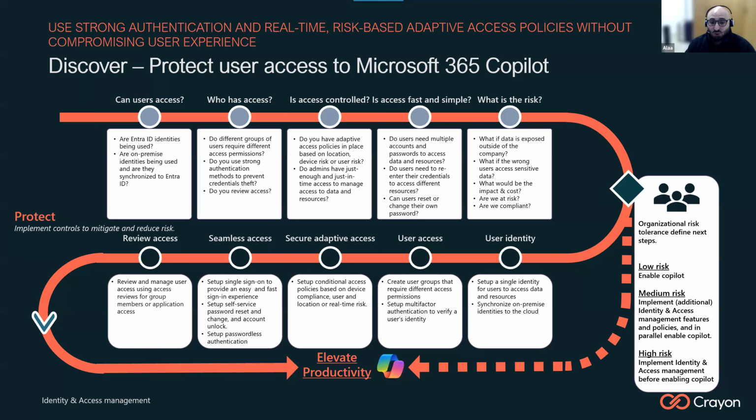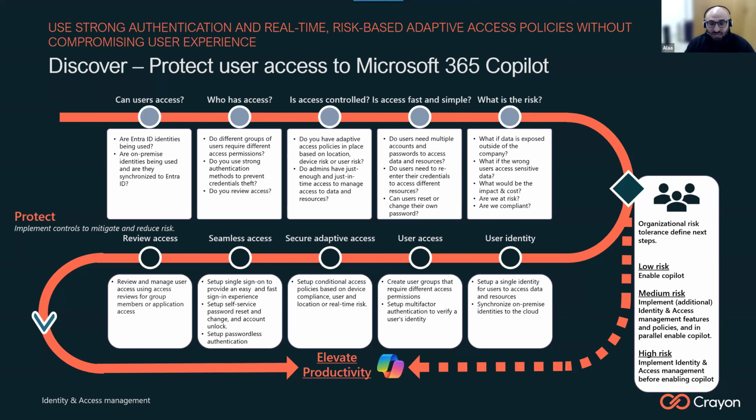Second step is you need to identify who has access. This means figuring out which users or groups have access to specific data. Do different groups require different access permissions? Are they using a strong authentication method to prevent credential theft? Are they regularly accessing essential data? How often?